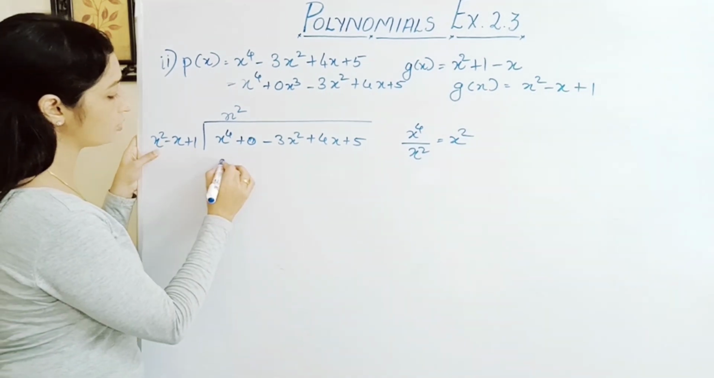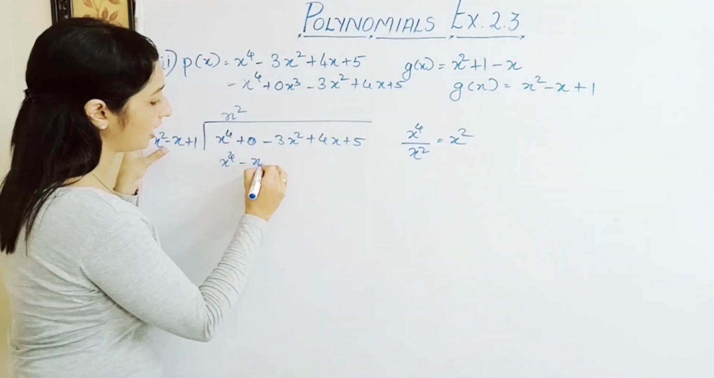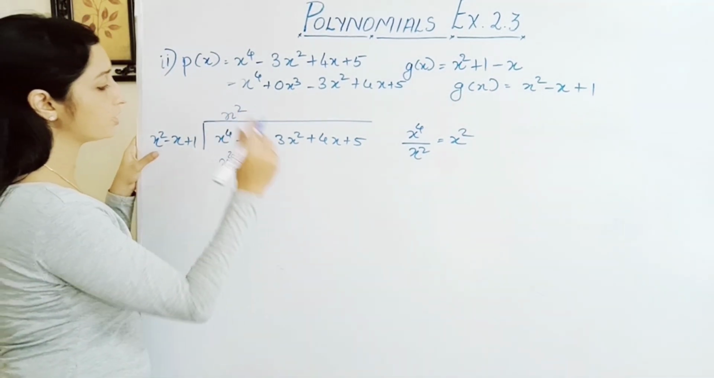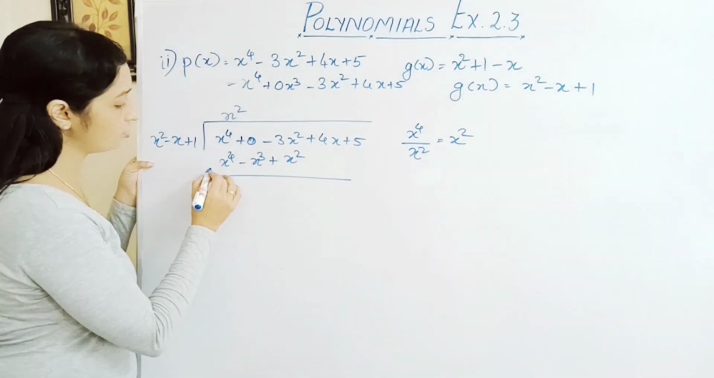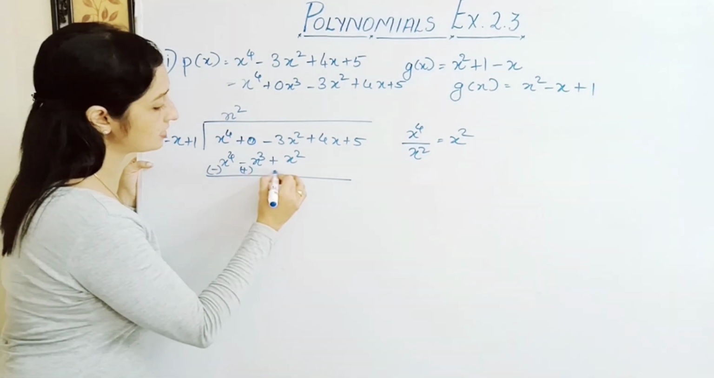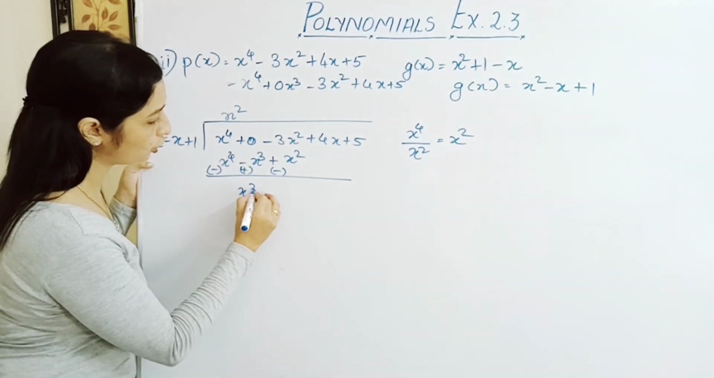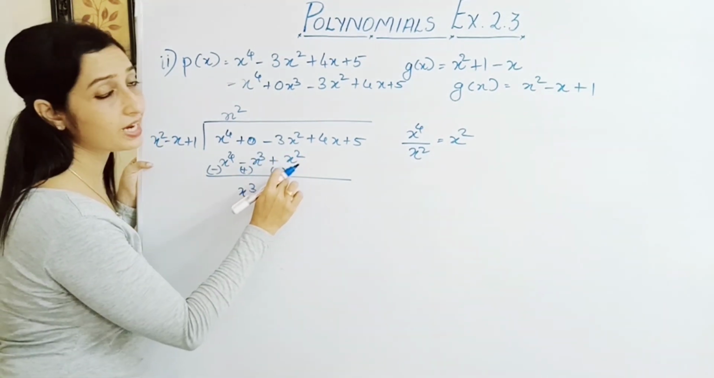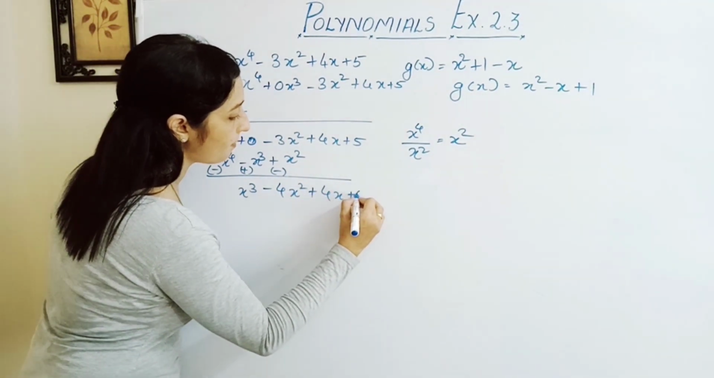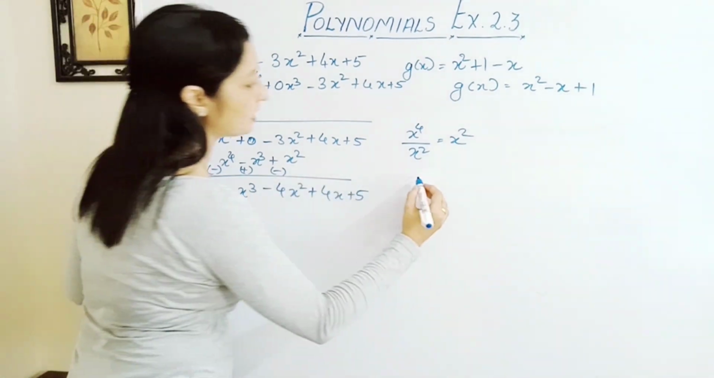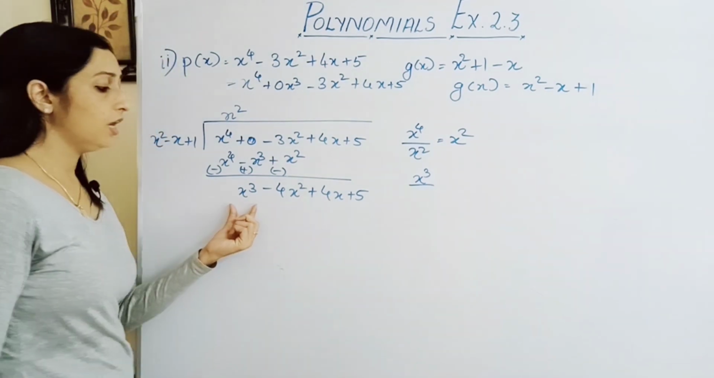So what do you write here? x square into x square, x raised to 4; minus x into x square, minus x cube; plus 1 into x square, plus x square. Now you reverse the sign, so this will become minus, plus and minus. So this gets cancelled, remaining x cube, minus 3x square minus x square will become minus 4x square plus 4x plus 5.